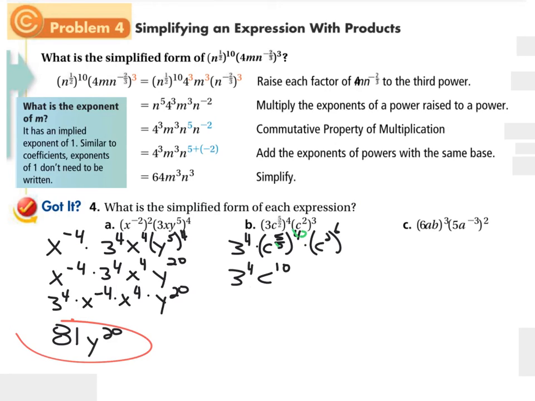And here we've got times c to the, oh, and you know what? I hope you caught that mistake. I wrote a 6 there, and I should not have. Wow. Thank you for catching that. That should have still been a 3, and if that confused you, my apologies. Okay, I do make mistakes. So c to the 2nd raised to the 3rd power is c to the 6th.